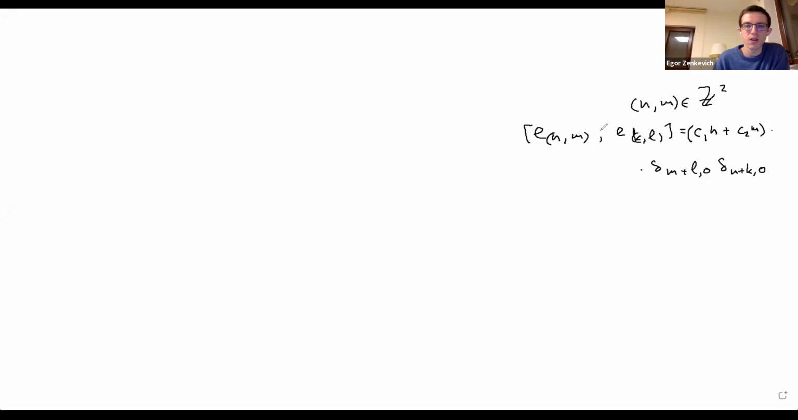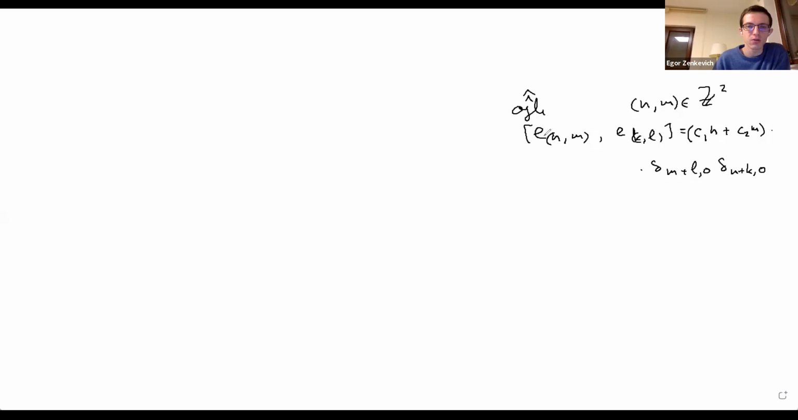So when you put the second hat, then you get some generators which are numbered by pairs of integers, n and m. So the pair belongs to Z^2. And the commutation relations are very similar to what we have for the single hat. There is C1 times n plus C2 times m, where C1 and C2 are some numbers, times a product of deltas: m plus l, n plus k, 0. So this is GL1 double hat, the double loop algebra.